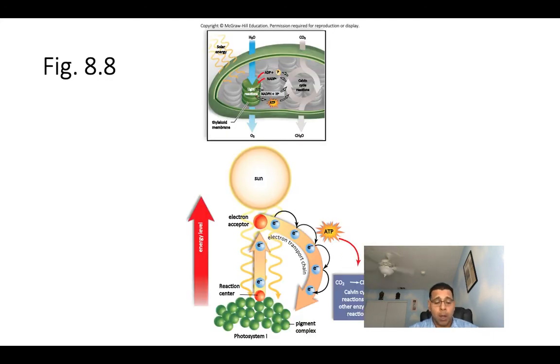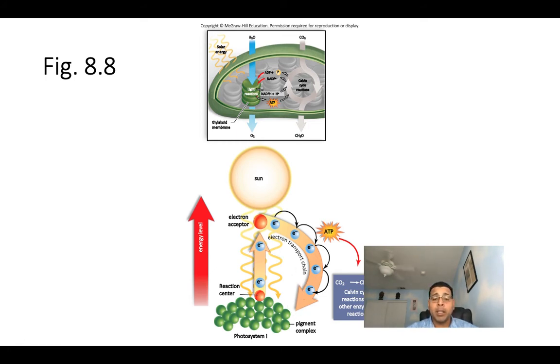This pathway is also found in many prokaryotic cells. It differs from the non-cyclic reactions in that the electrons are recycled back to photosystem 1. The electrons you see here are recycled back to photosystem 1.